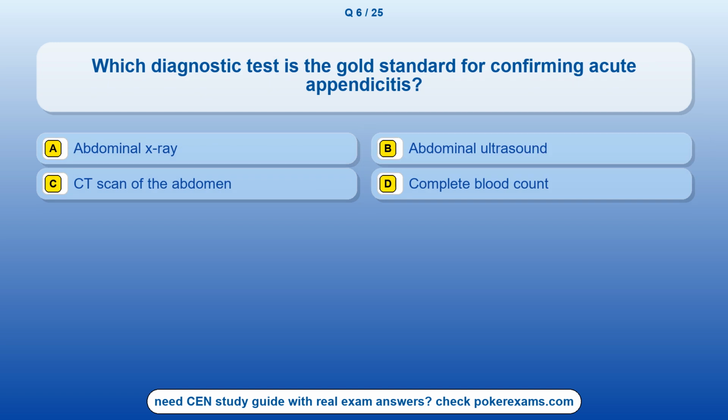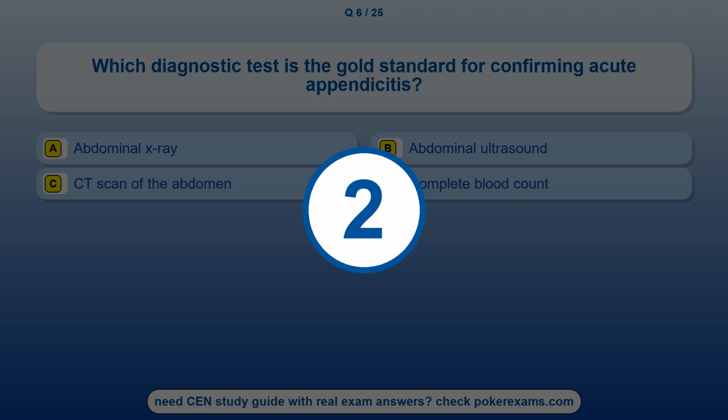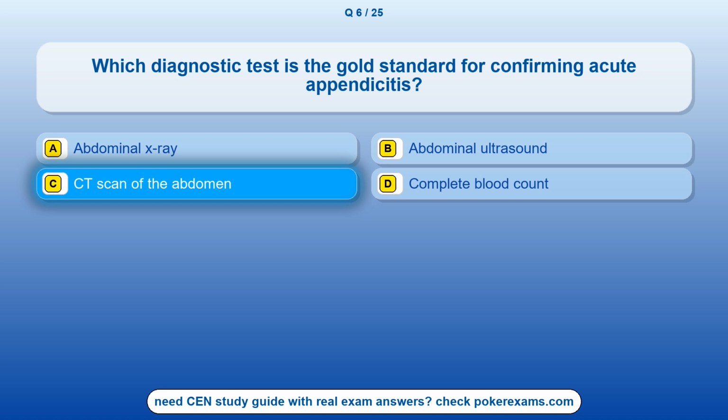Question 6. Which diagnostic test is the gold standard for confirming acute appendicitis? Option A, abdominal X-ray. Option B, abdominal ultrasound. Option C, CT scan of the abdomen. Option D, a complete blood count. The correct answer is option C, CT scan of the abdomen.